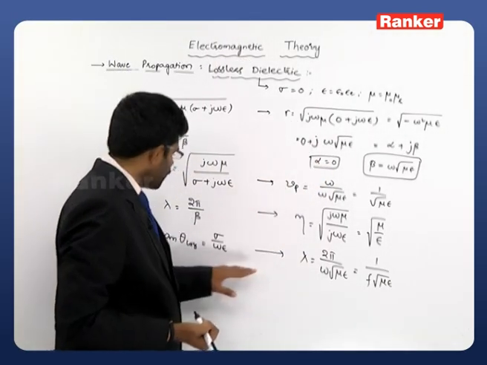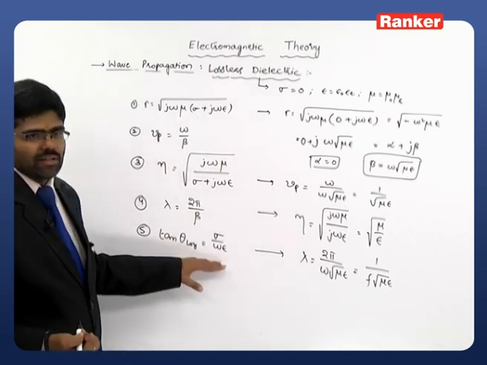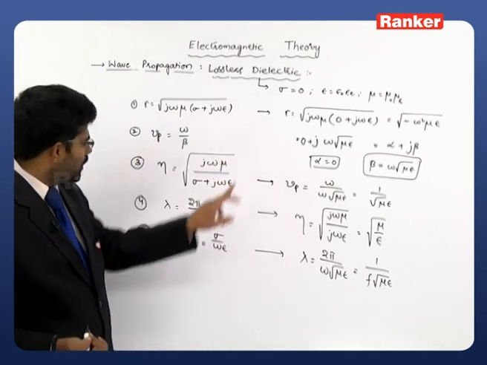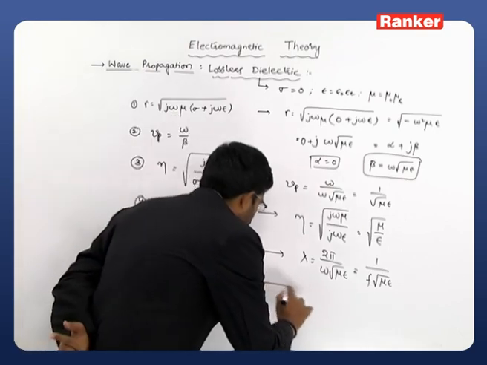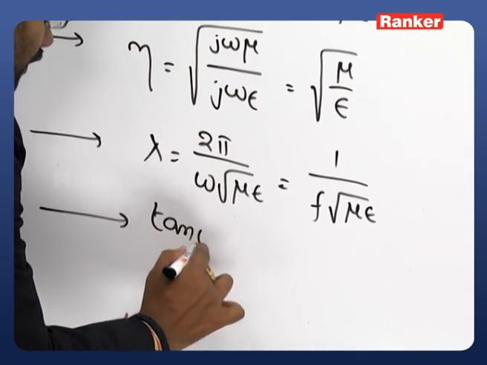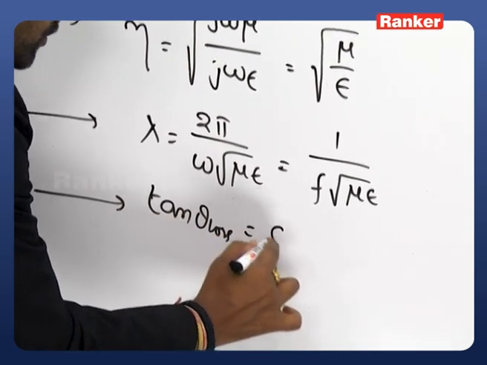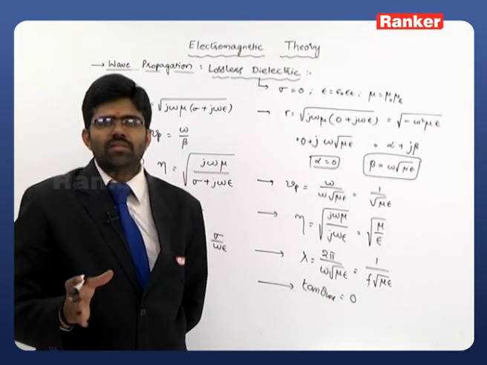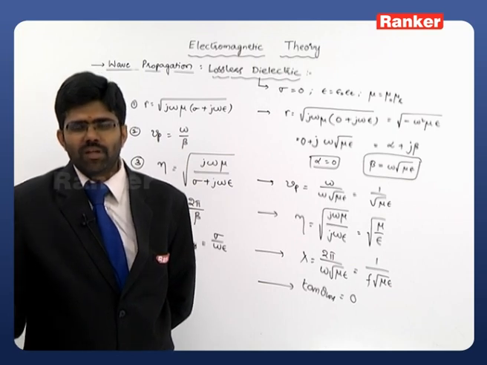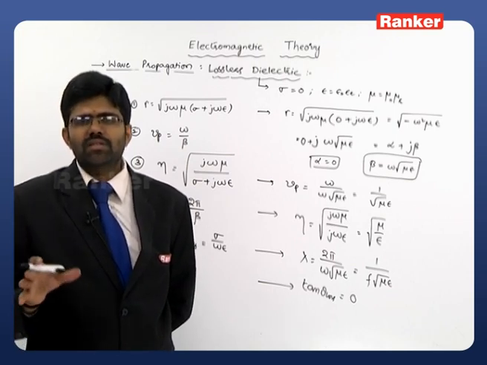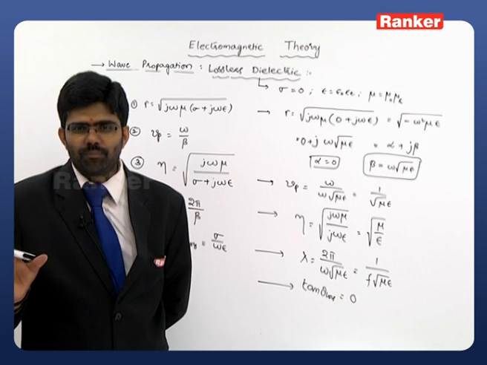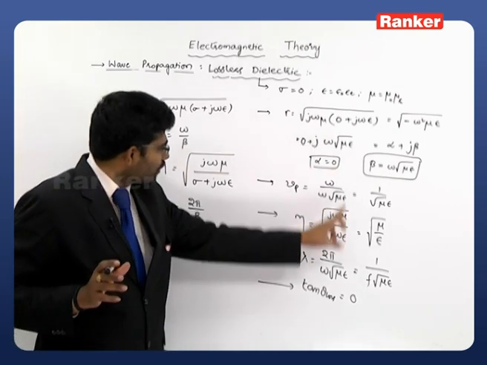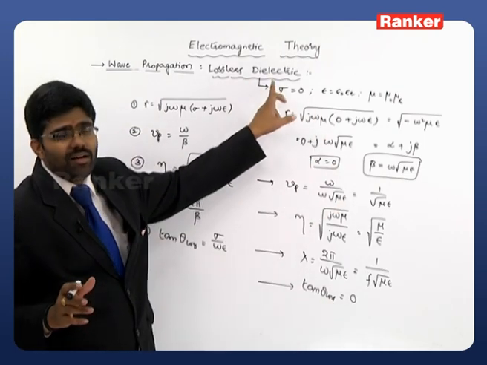And the last parameter what we are supposed to observe is loss tangent. Since sigma is equal to 0, what about the loss tangent? Loss tangent, tan theta loss, is equal to 0. If the loss tangent value is 0, we can say that it is a lossless medium. If it is very small, simply we can say that it is a low loss medium. So these are the characteristics of our lossless dielectric medium.